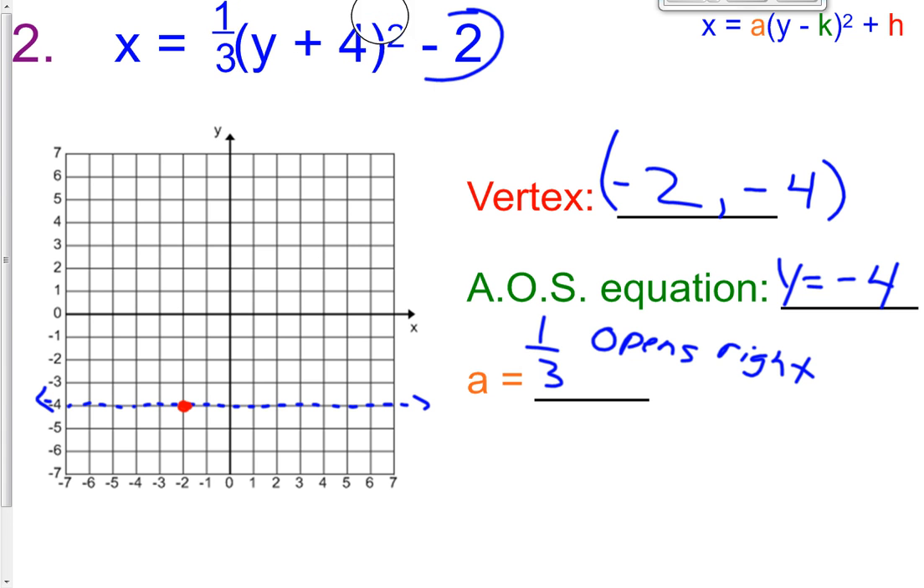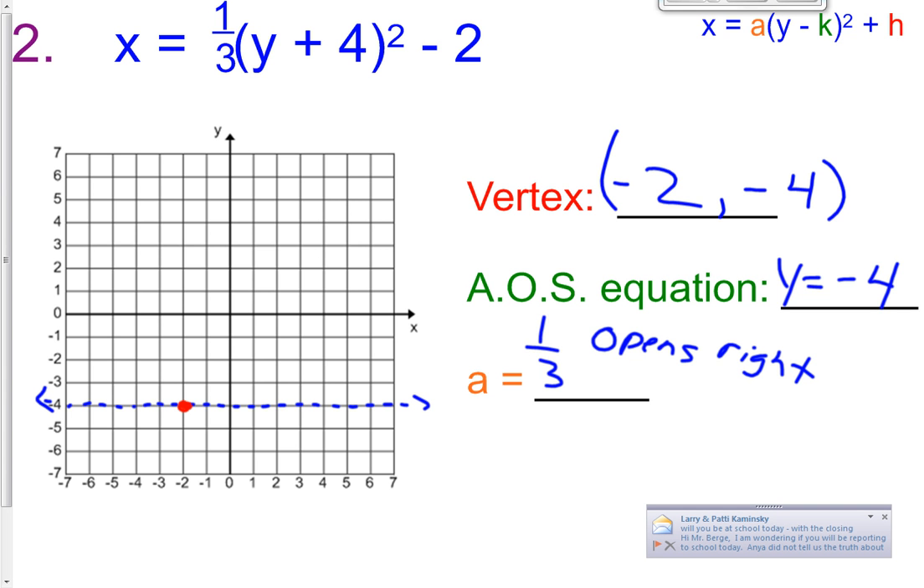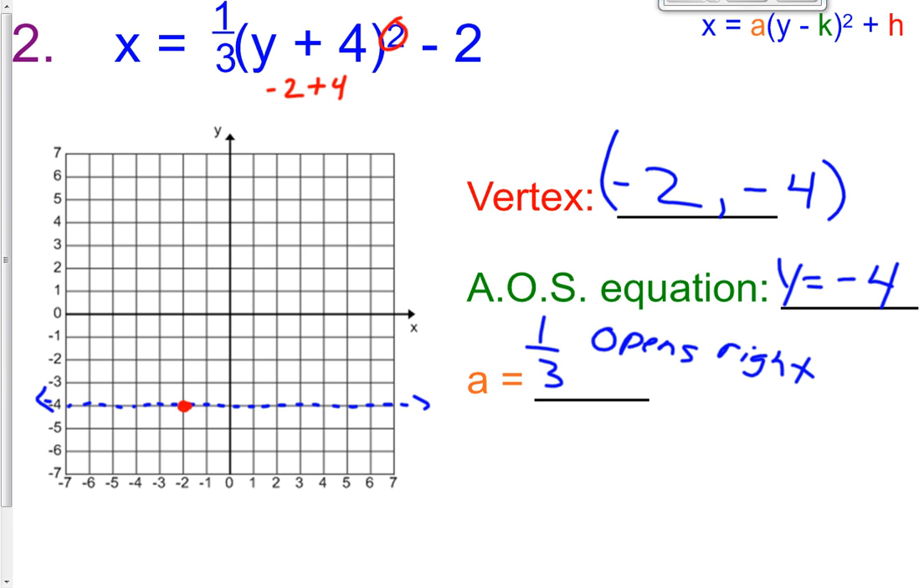So I know that it opens up to the right. So let's pick a y value that is bigger than negative 4. Let's try the y value of maybe negative 3. Negative 3 plus 4 is 1, and 1 squared is 1. But then if you were to divide that by 3, it doesn't work out well. So we're not going to try negative 3. Let's try maybe negative 2. Negative 2 plus 4 is 2, and 2 squared is 4. But then 4 times 1/3, once again we get a messy fraction, so let's not use that.